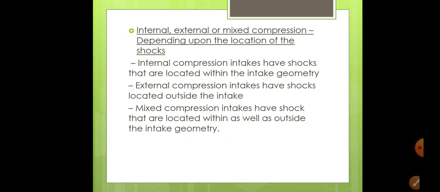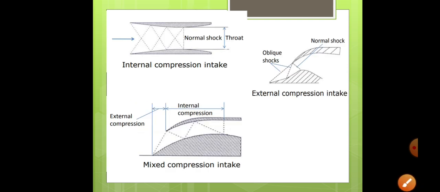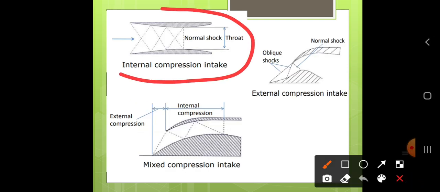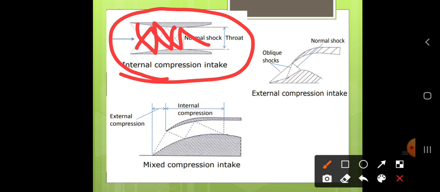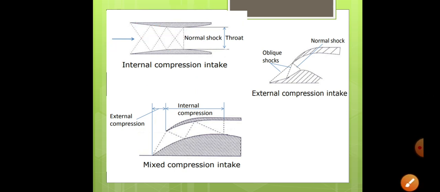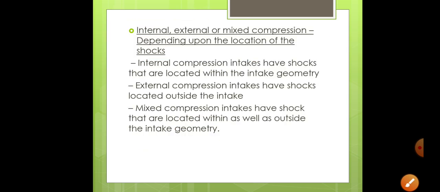Now we are going to discuss a topic called supersonic inlets. Internal, external or mixed compression depends upon the location of shocks. Internal compression intakes have shocks that are located within the intake geometry. So here in this diagram we can see shocks are located within the geometry. So here we can see shock formations internally inside the geometry. Whereas external compression intakes have shocks located outside the geometry.